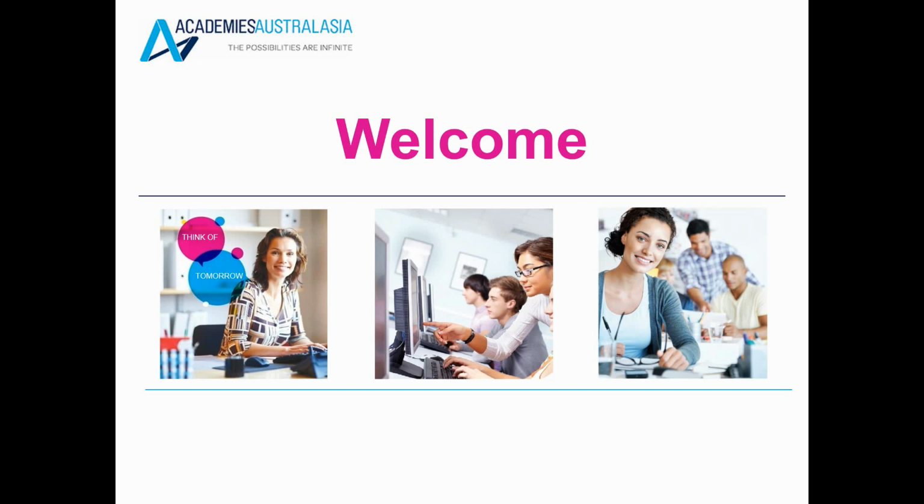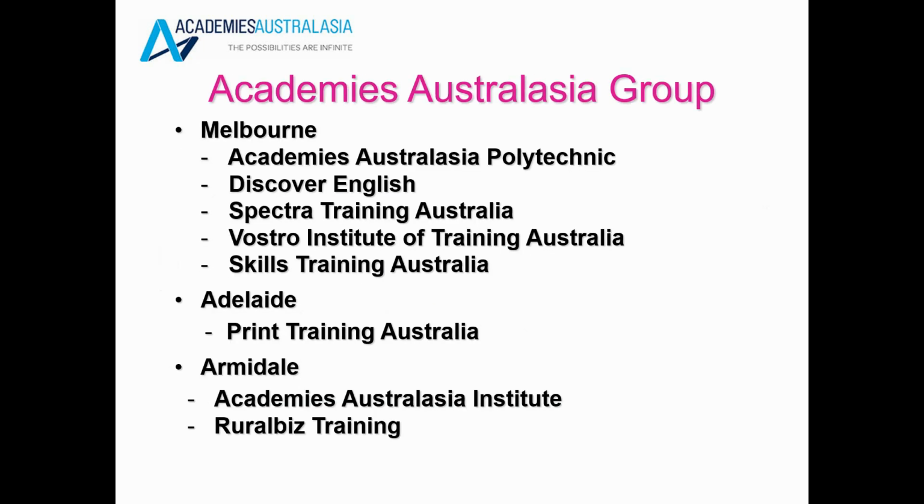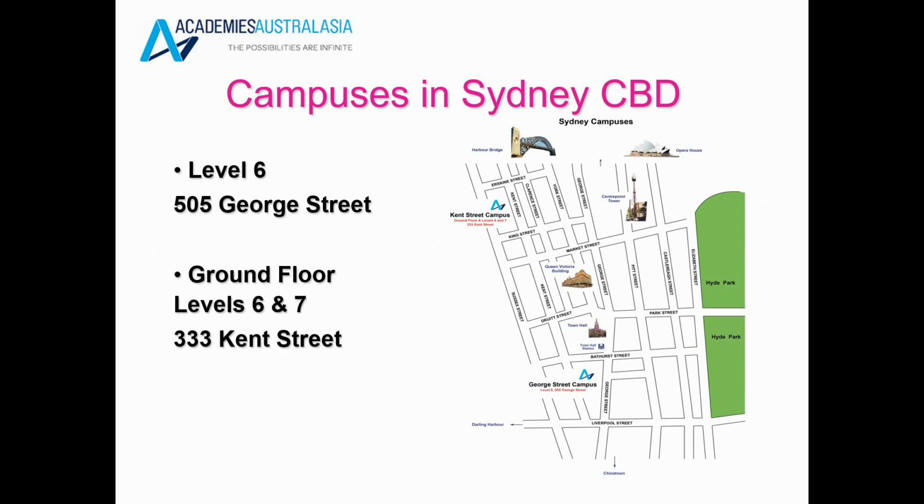Welcome to Academies Australasia. Academies Australasia is a group of colleges both in Australia and internationally. Academies Australasia Group have colleges in Sydney, Melbourne, Adelaide, Armidale, Brisbane, the Gold Coast, Perth and Singapore. Our campuses in Sydney are located on George Street and Ken Street.